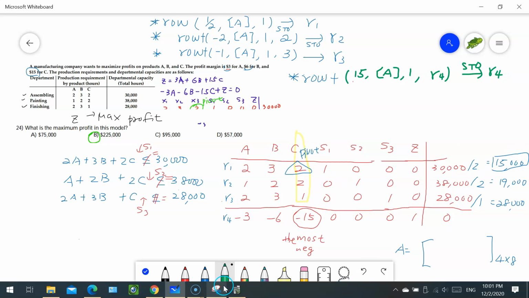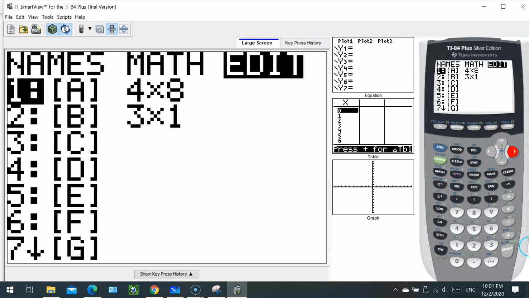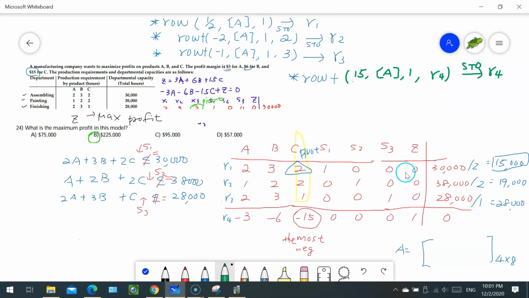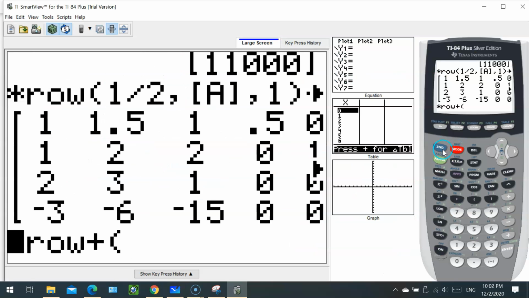Okay, so let me open the calculator. I have created a 4x8 matrix in my calculator. So I just simply click on second matrix here, go to the edit, click on enter key, and then I create a 4x8 matrix and type in all the numbers I have from the tableau here. So you have 2, 3, 2, 1, 0, 0, 0, 30,000. Just type in all the numbers from your tableau. Okay, second quit.